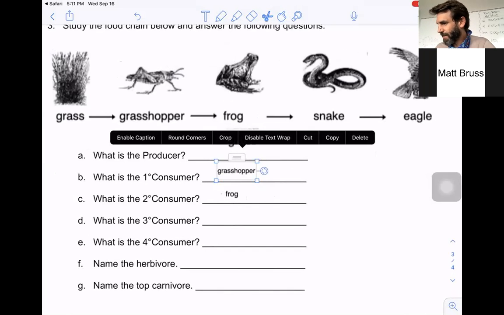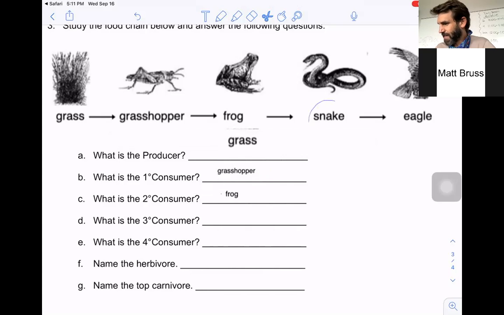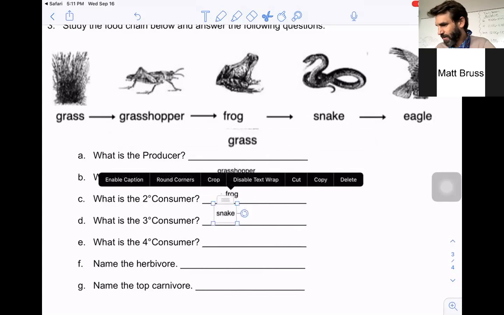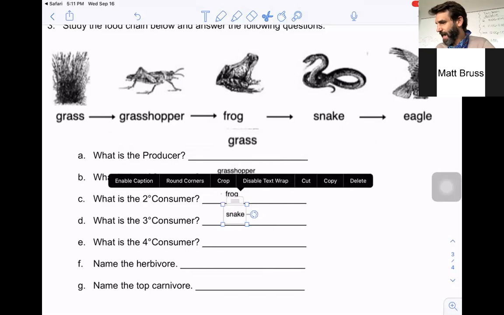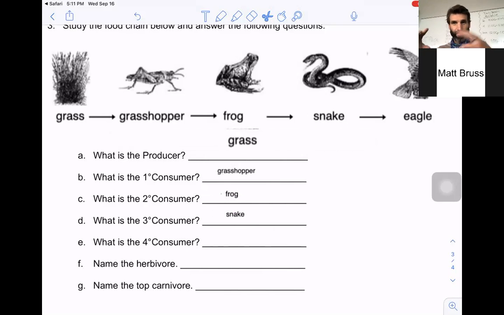Is there a tertiary consumer? Yep. So a tertiary consumer in this one is the snake because it eats our secondary consumer. So put our snake in there. So snake is our tertiary consumer. And then finally, this food chain has a number of animals in it, and our eagle eats a snake, making it a quaternary consumer, or the 4th degree consumer.